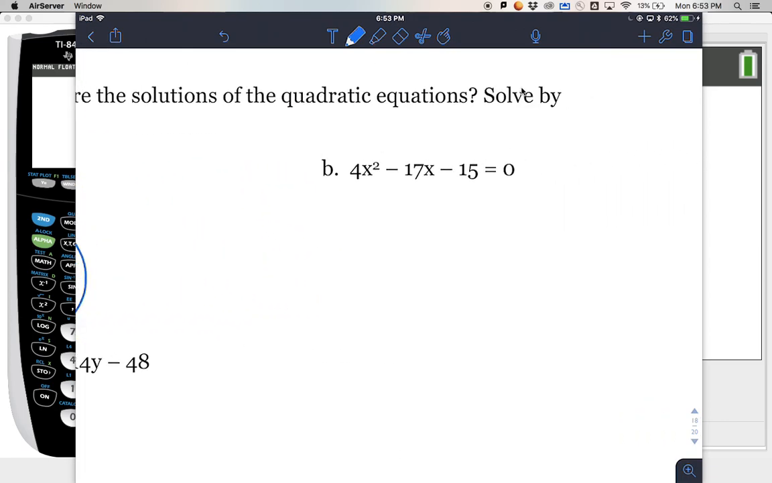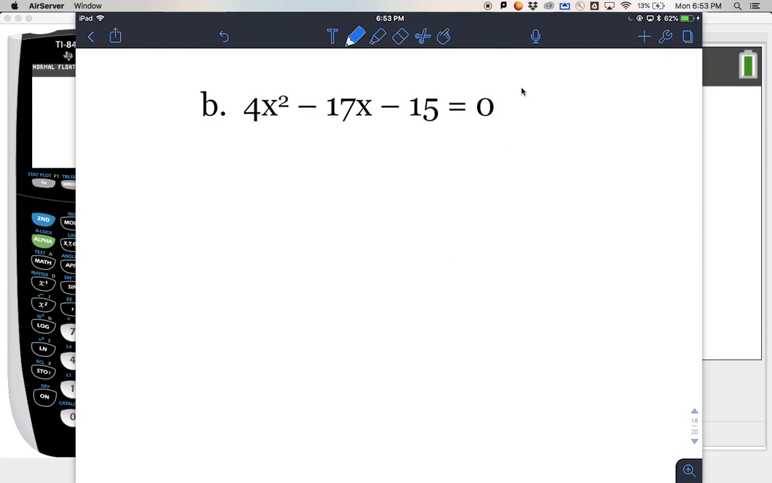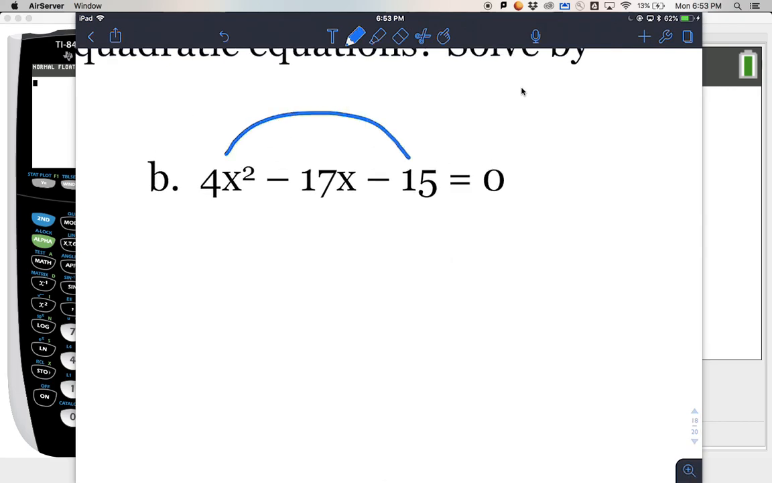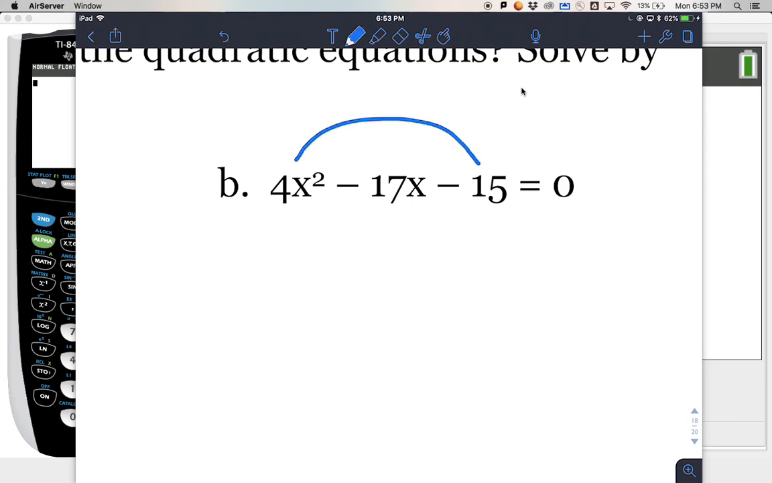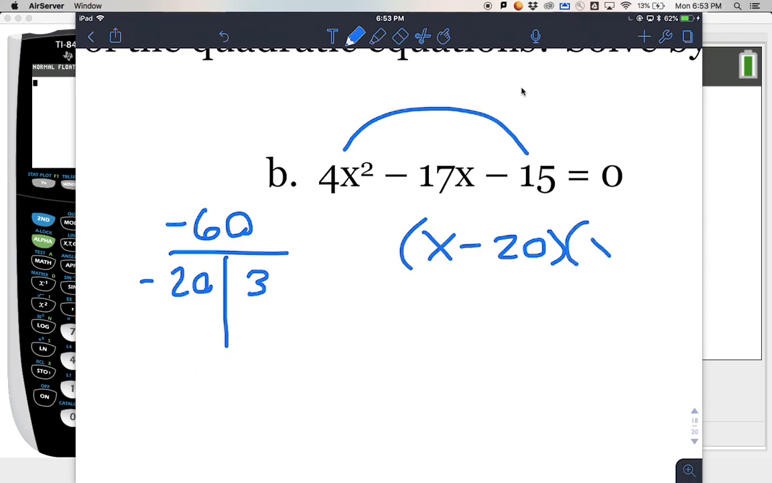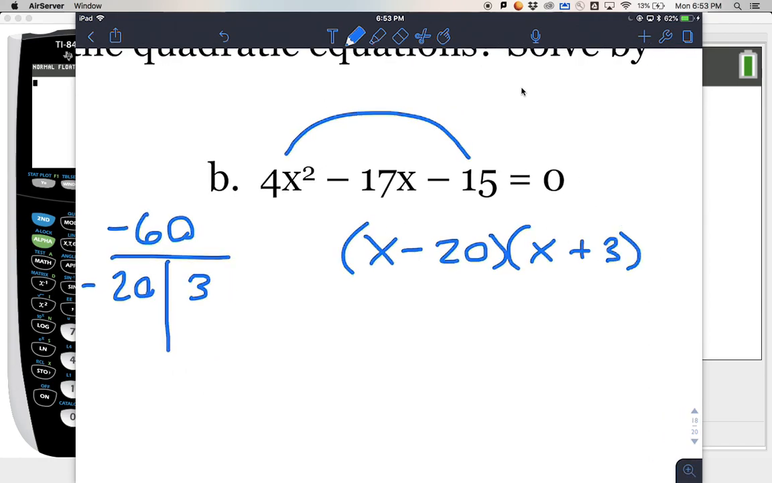Okay, now sometimes you might have a coefficient out in front, and in this case we can't divide everything by 15, so we just kind of leave it like that. We're going to do the divide and slide method here, so we'll go 4 times negative 15. That should be negative 60, and then I guess two things that multiply to negative 60 that add up to negative 17 right there. And I think we can roll with negative 20 and then positive 3. So that'll be x minus 20, and then x plus 3, and then equals 0.